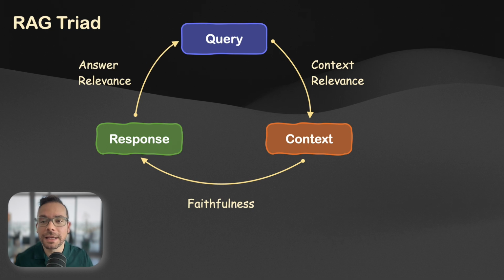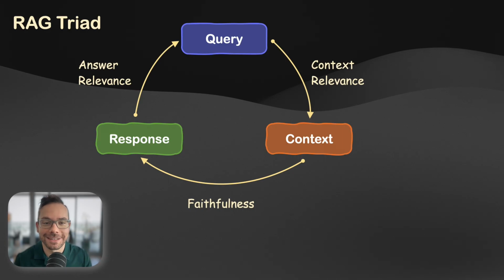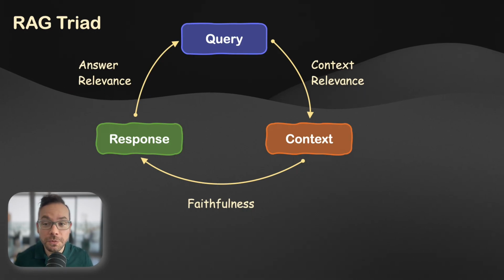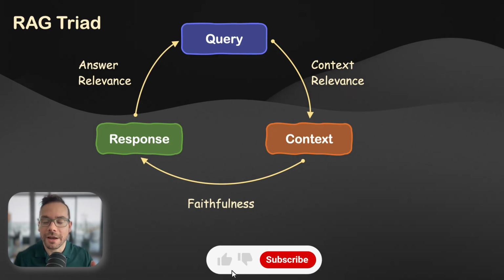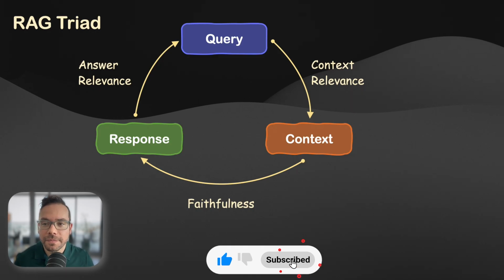And the last link is between response and query. Did the system actually, at the end of the day, answer what was asked? A response can be perfectly faithful, grounded to the context, but still fail to answer the actual question. Together, these pinpoint where the system broke, so you can go exactly there and fix it with the right strategy.